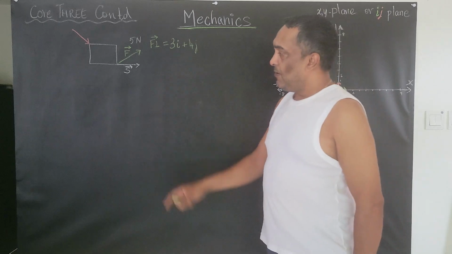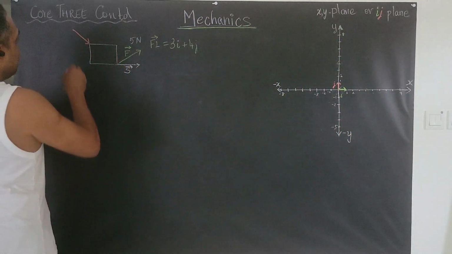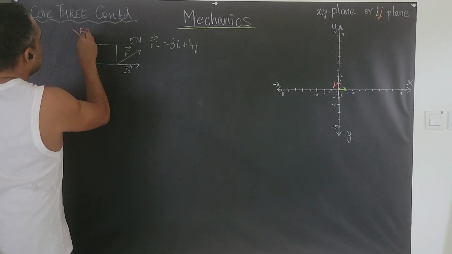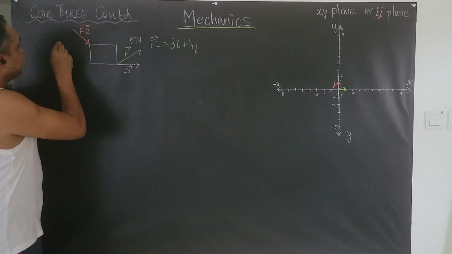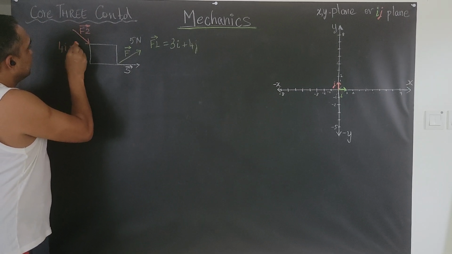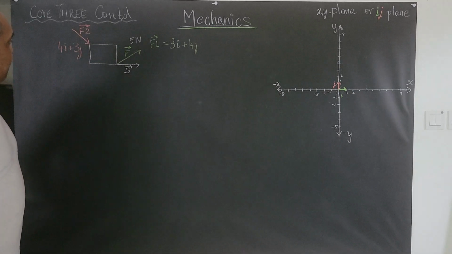And your friend, who also knows mathematics, says, wait a minute, my vector is going to be defined as 3j.